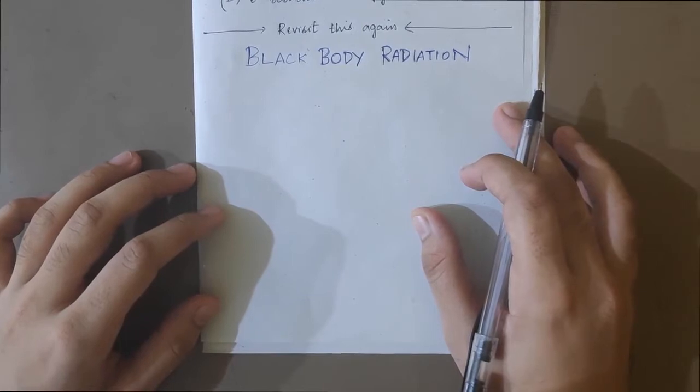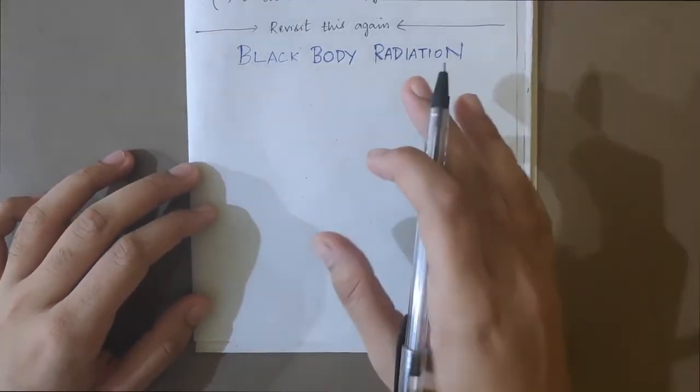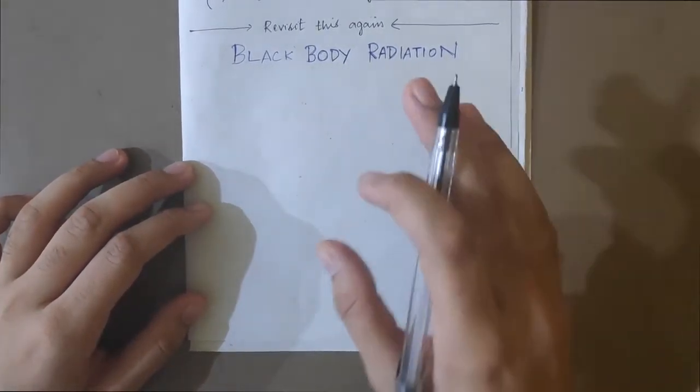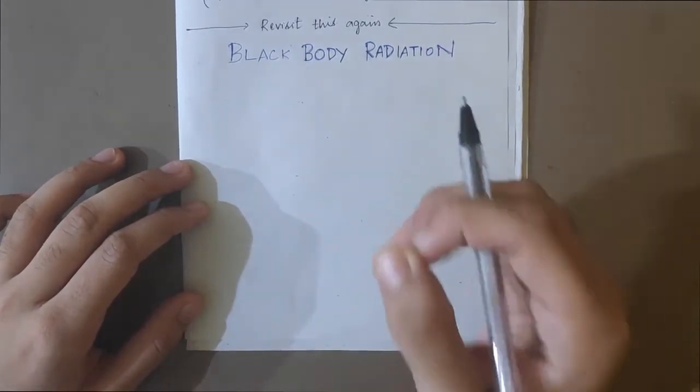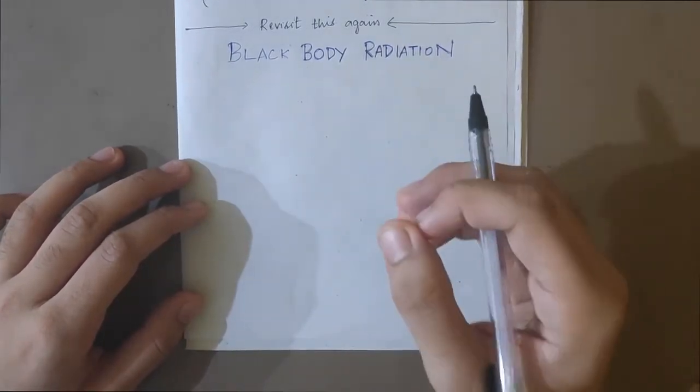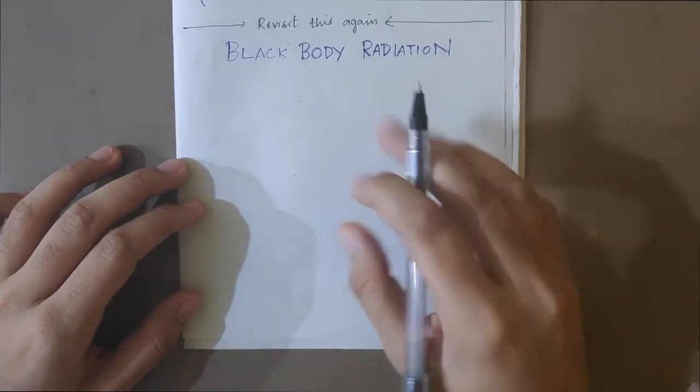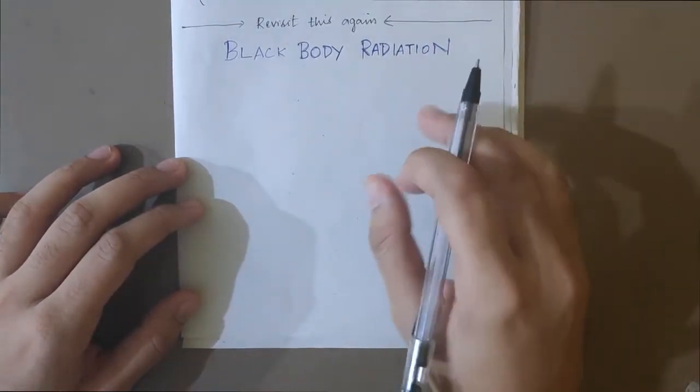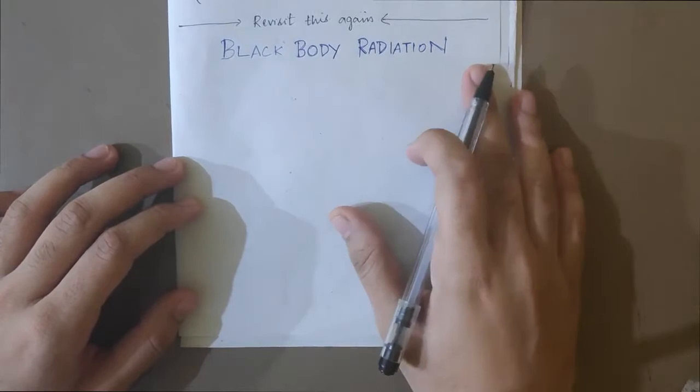Hello, in this video we will discuss the concept of blackbody radiation. We will also discuss the problem of ultraviolet catastrophe that arises due to the limitations of classical mechanics, and in the following video back it up with some concrete mathematical reasoning.